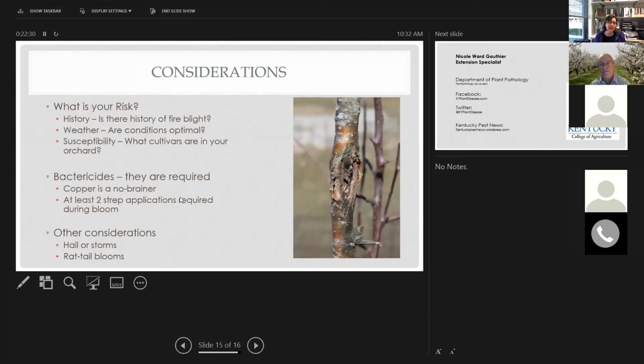So finally, again, ask yourself, what's your risk? What's the history of fire blight in your orchard? That matters. If you have a history of fire blight, your risk is higher this year. What is the weather? Are the conditions outside optimal for the Erwinia bacterium? Again, today it is. So you have to ask yourself that on a daily basis as we go through our bloom period. What cultivars are in your orchard and how susceptible are they? So you're going to be more aggressive with those susceptible cultivars.